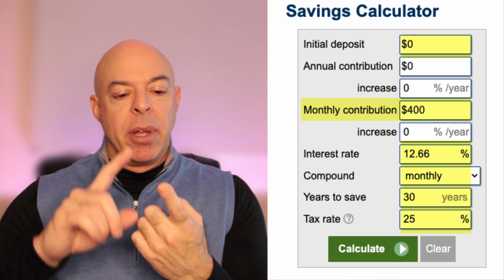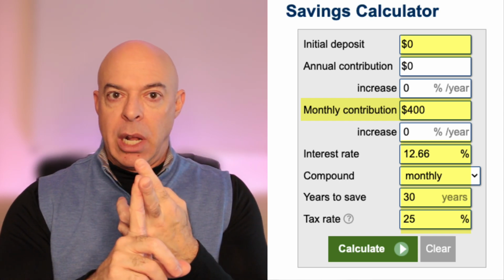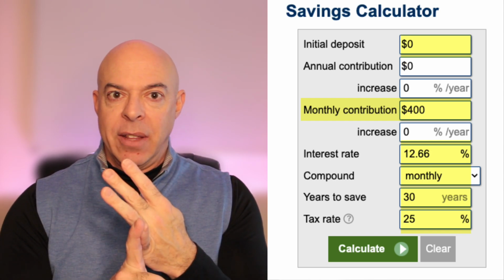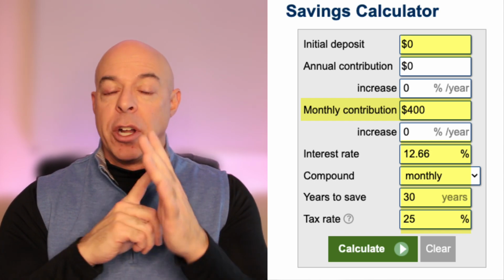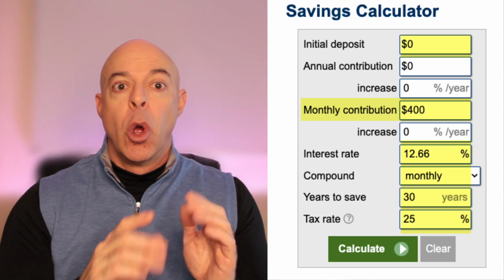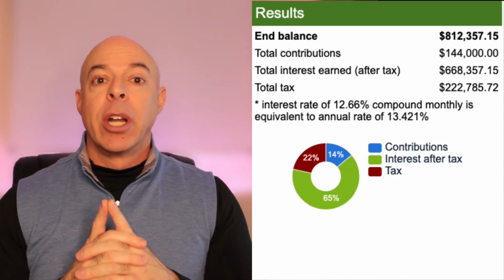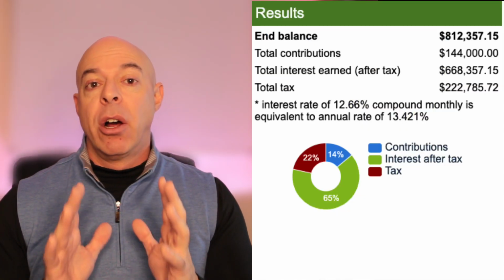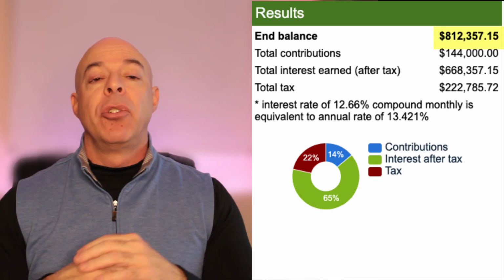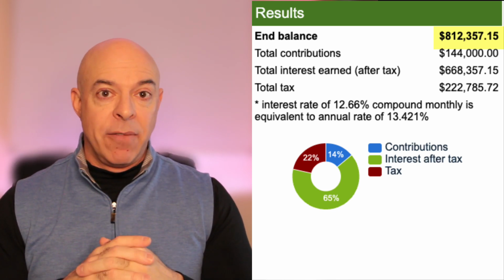I said, let's just do across the board for the next 30 years. So to recap, nothing's invested. When you start, you're going to put $400 a month, a 12.66% yield, reinvesting the dividends into more stock on a monthly basis. We're going to take out 25% in tax. We're going to let it grow for 30 years. What do you end up with? You're going to end up with just over $812,000 over that 30-year period of time. A substantial amount. That's the power of compounding and reinvesting.